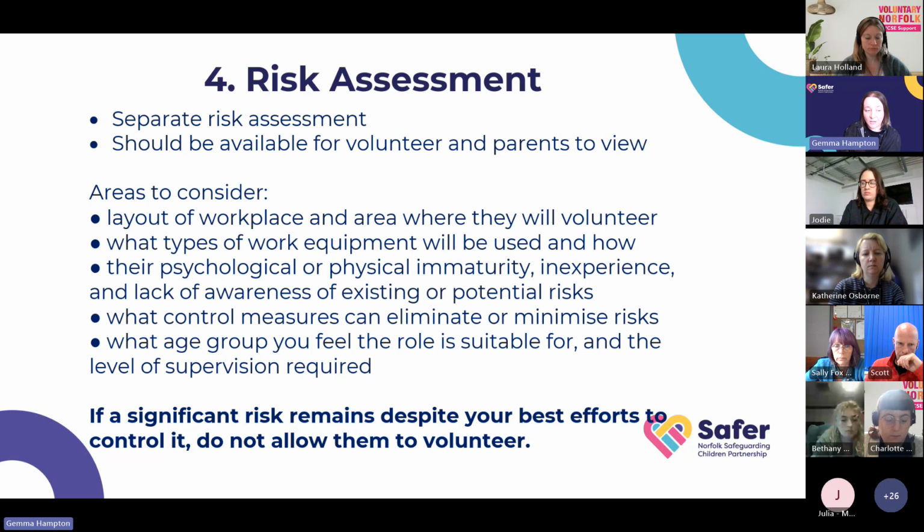Then there are the control measures you'd put in place, like I've just said, and what age group you feel the role is actually achievable for. It might be in your organisation you have one role for 15-year-olds, and a slightly different role which is suitable for 13-year-olds. So it's about making sure you have risk assessed it based on their age and if it's appropriate. And a really important point: if you've done your risk assessment and you still feel it's not suitable for them and you can't control the risks enough, then do not allow them to volunteer. Or consider, can they do something different to what you planned? There's nothing worse than going ahead if you feel it's still unsafe to do so.